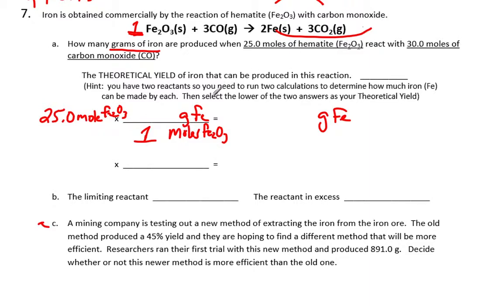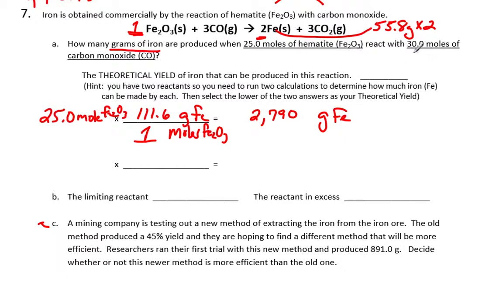Now, we need to get grams, and we know based on the periodic table, 1 mole is 55.8 grams, but the balanced equation, the perfect ratio, says I need 2 of them. So 2 times 55.8 is 111.6 grams of iron. So now I take my 25 times that divided by 1, and the final answer for this is 2,790 grams. So if I use up all 25 moles of iron oxide, I can make this many grams of iron. That's assuming I have enough carbon monoxide to go with it.